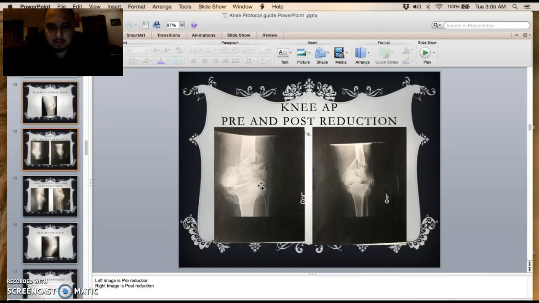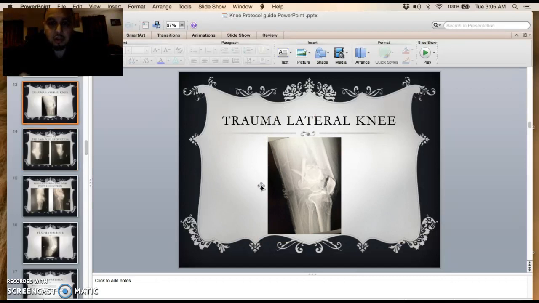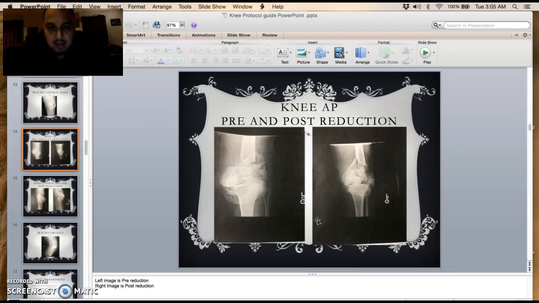I skipped one there. I think okay. Sorry, the trauma. This is a trauma lateral knee. It's supposed to look lateral, but obviously it's severely broken here. So that's the patella. That's the knee. That's the lateral view of that.